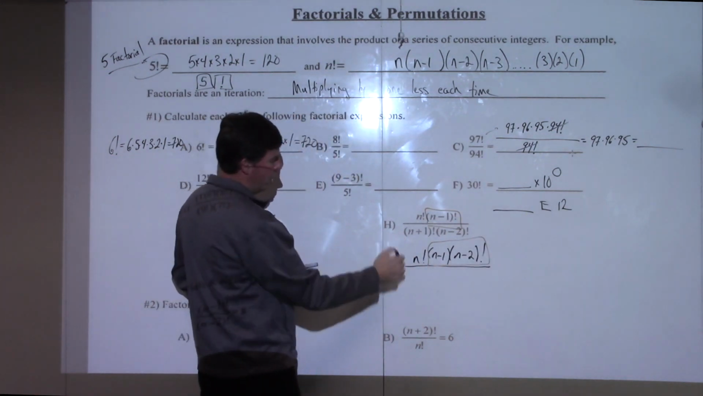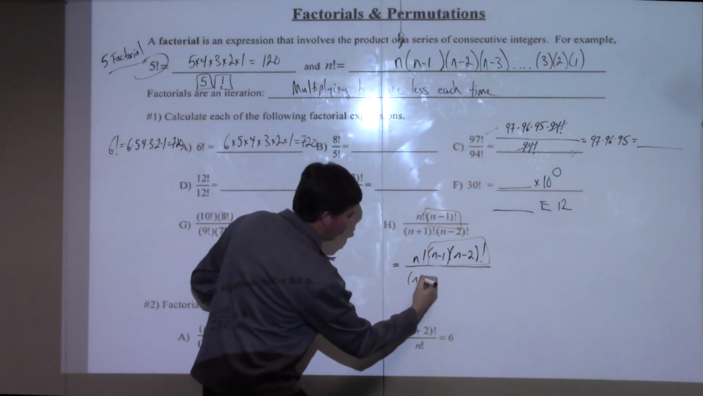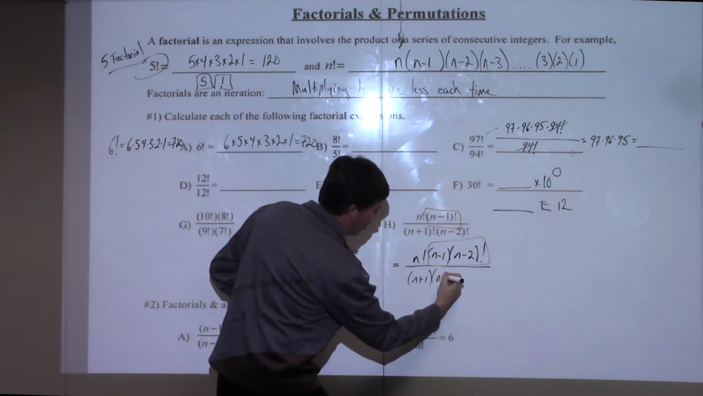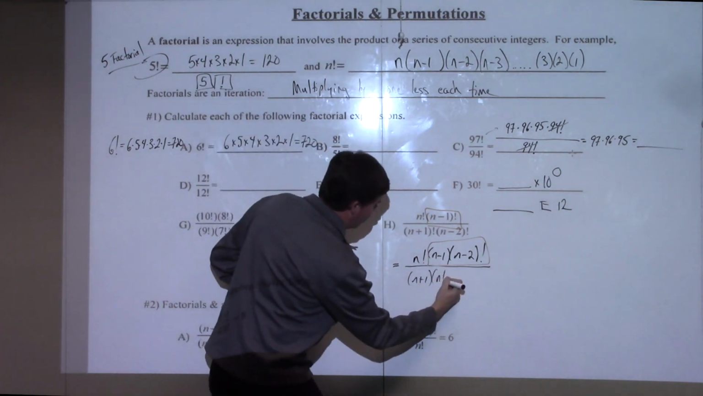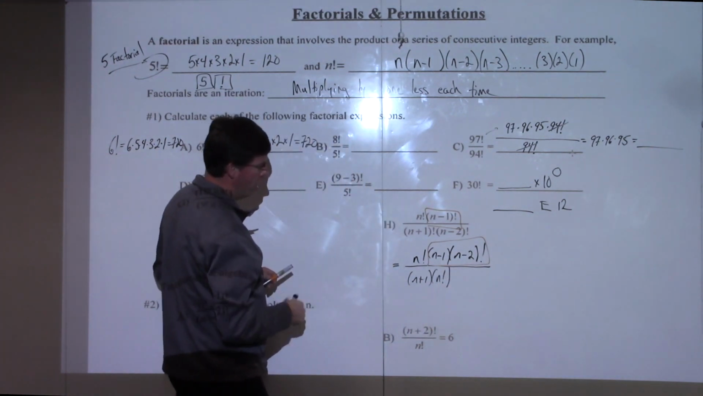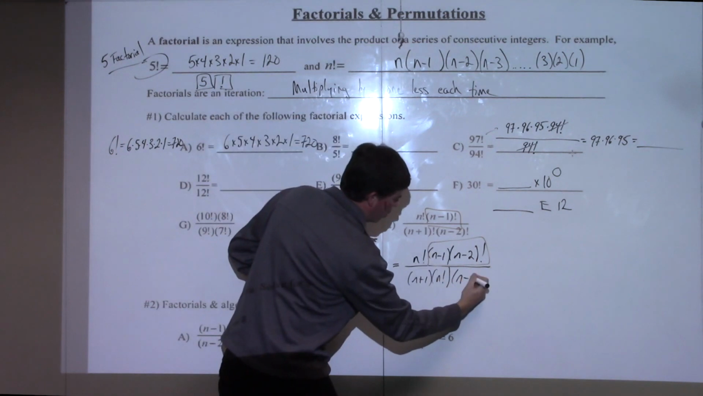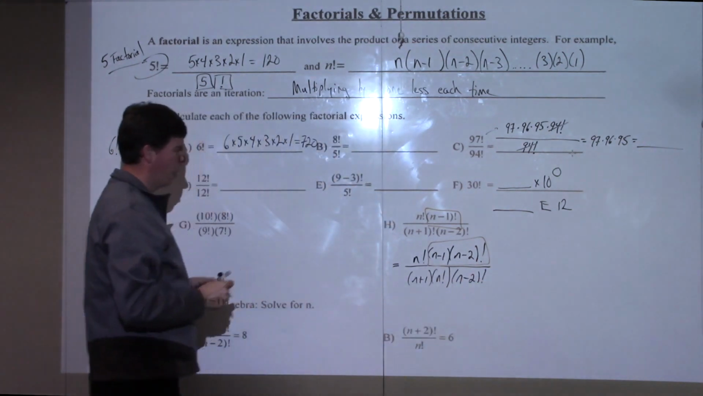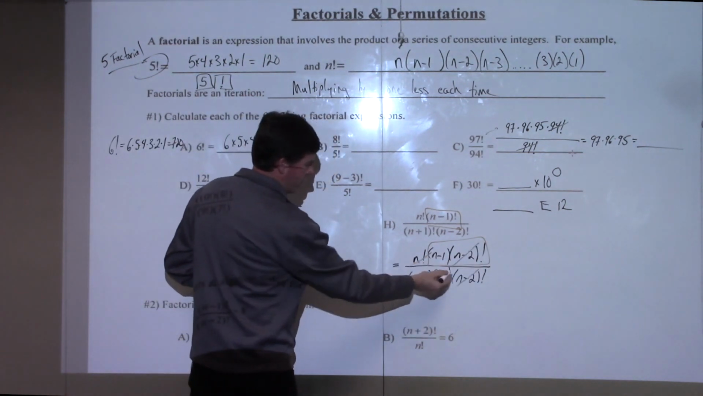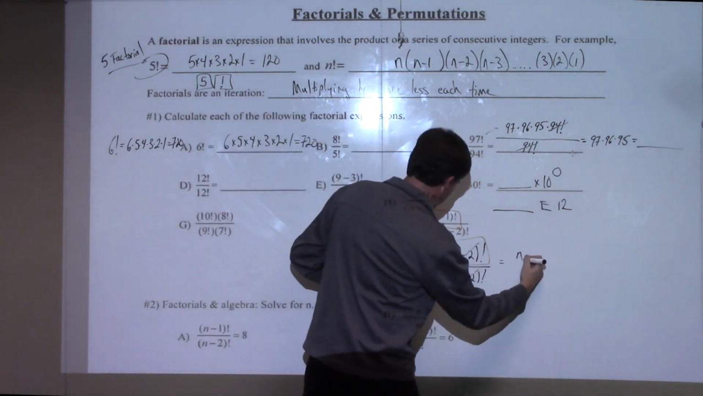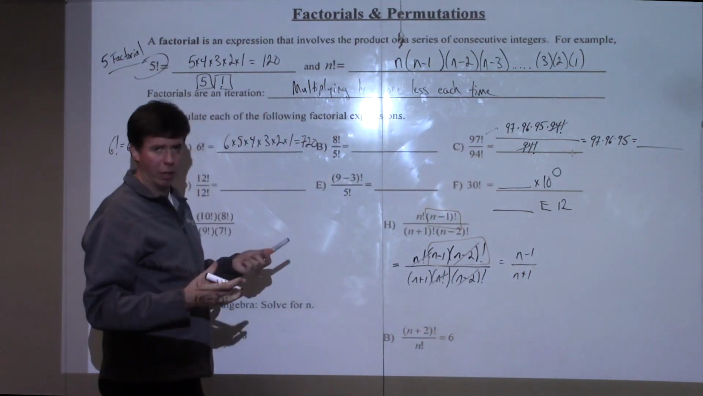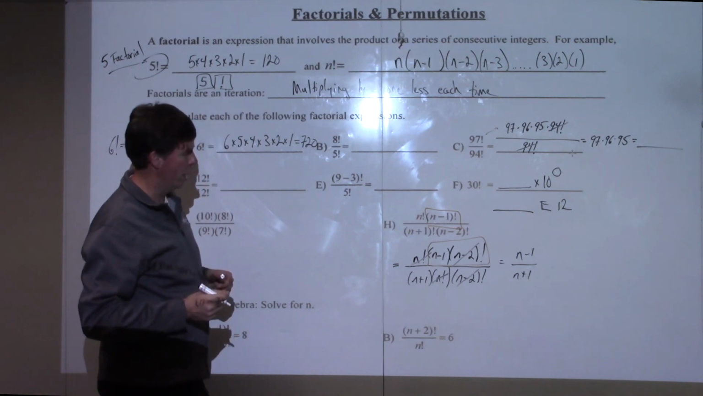What about in the denominator? My n plus 1 factorial I can start by writing out, and then I can do n, which is 1 less, factorial, giving the same number that I have in the numerator. This n minus 2 factorial, I'm just going to leave here. Now we do the canceling. This is gone, this is gone, this is gone, this is gone, and I'm left with n minus 1 over n plus 1, and that's the simplest form. There's nothing I can factor, there's no other way to reduce that.